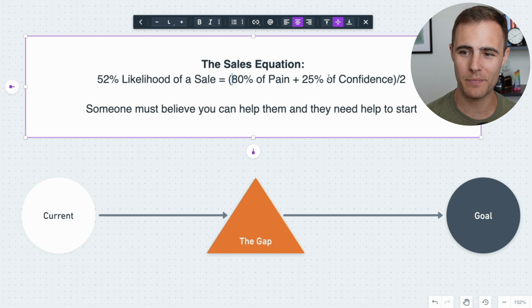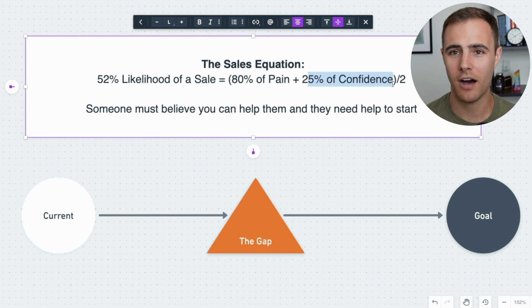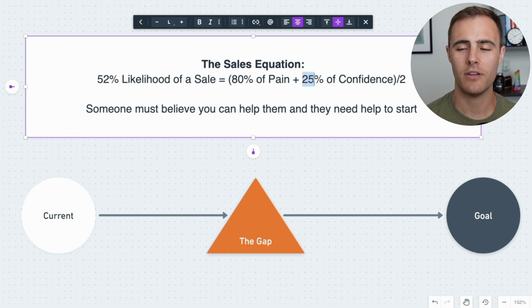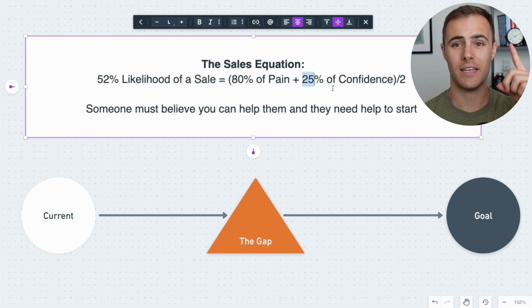Cool. All right. And the other piece of this puzzle is the confidence. Okay. If someone knows, likes, and trusts you, this increases. Ways that we can improve confidence are going to be showcasing testimonials, storytelling about other clients, and even our own journey, relating to people, even just on a personal level.